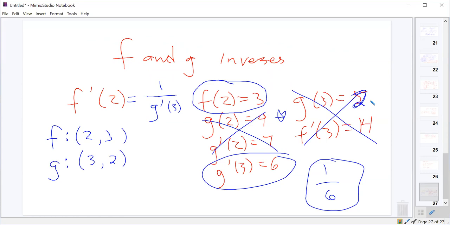But everybody good there? Yes. Cool. That's the inverse rule. All right. Any questions on the rules and the basic derivatives and all that stuff before we move into implicit differentiation?